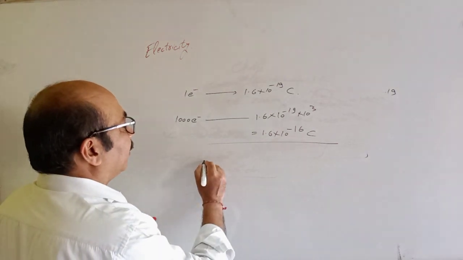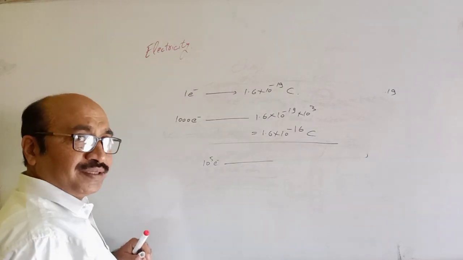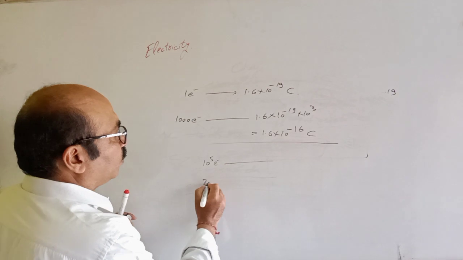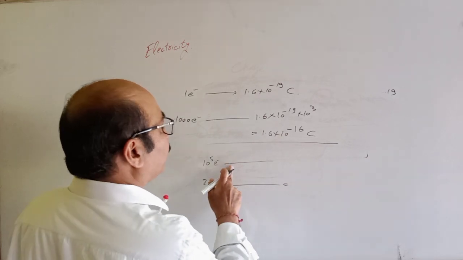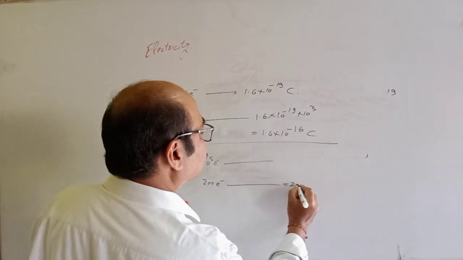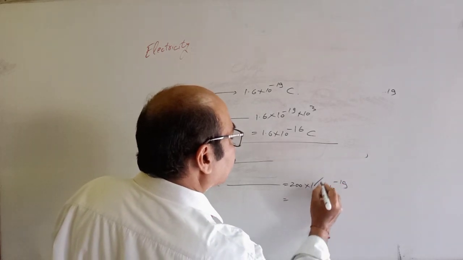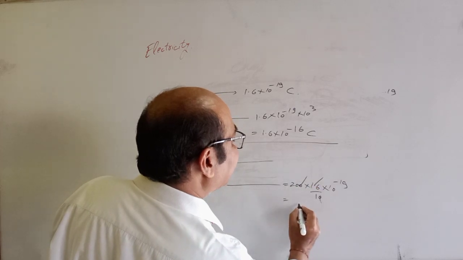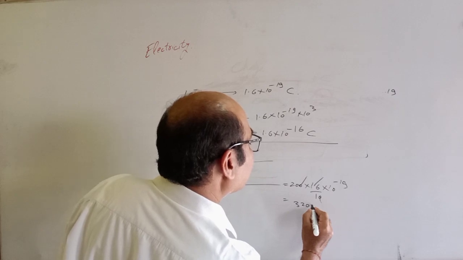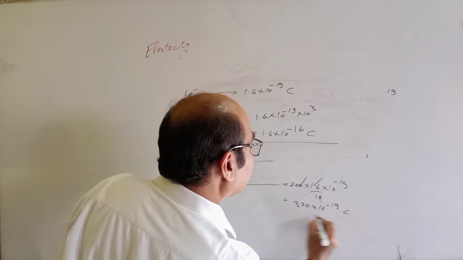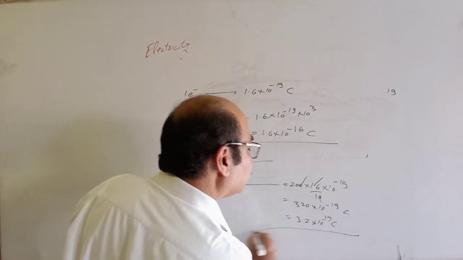If I say 10 to the power 5 electrons carry how much coulomb charge, you will calculate. If I ask you 200 electrons carry how much charge, you can calculate. This is for you, this is for me. Yes? Go. 1.6 into 10 to the power minus 19. What is there? 3.2 into 10 to the power minus 17 coulomb.